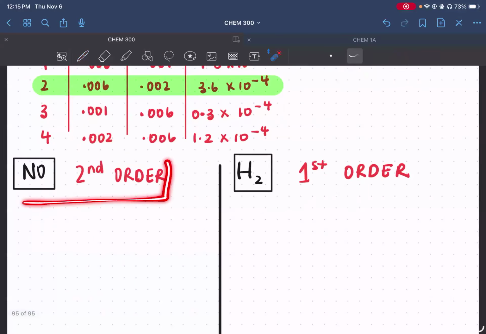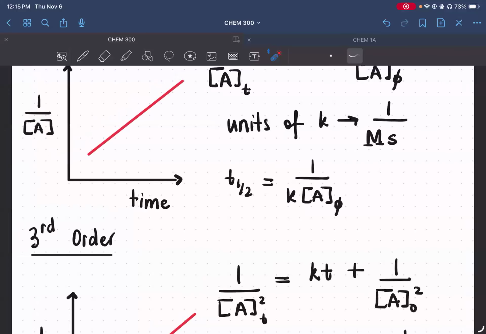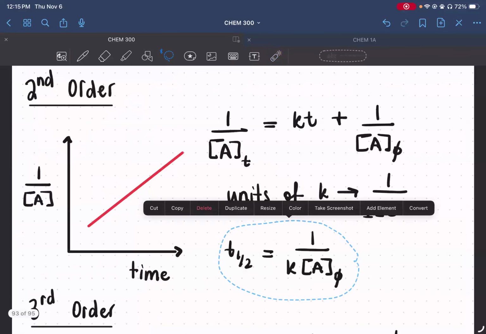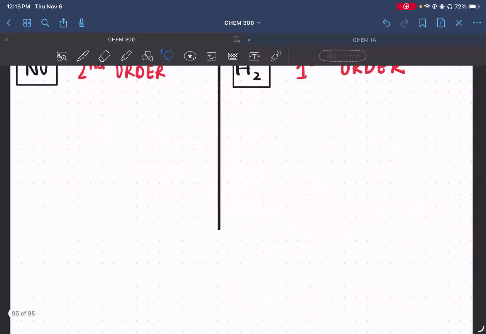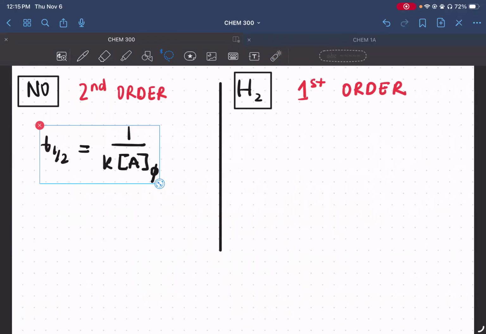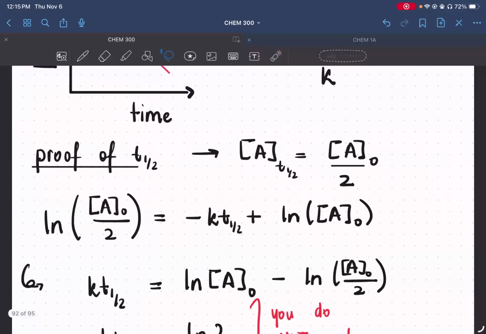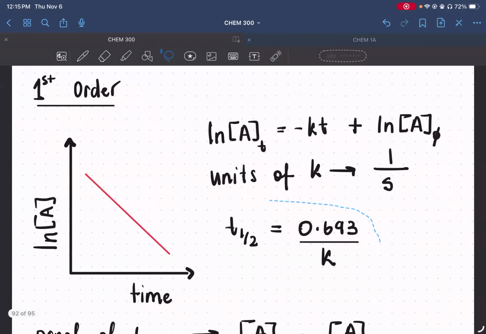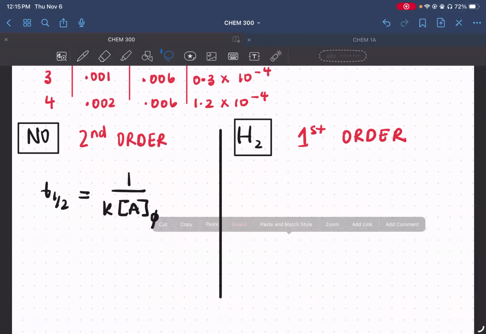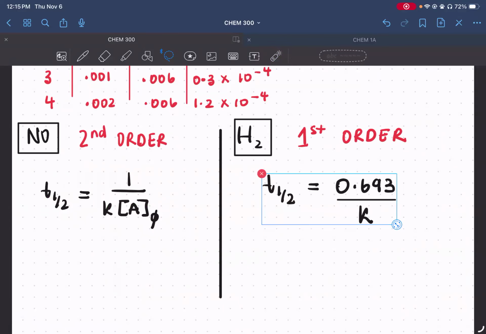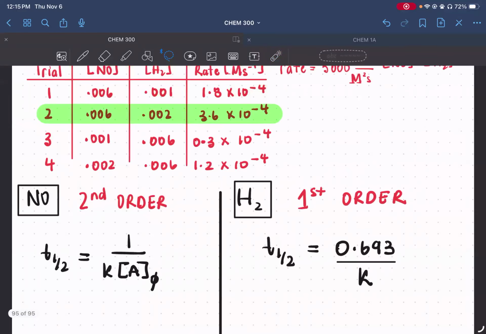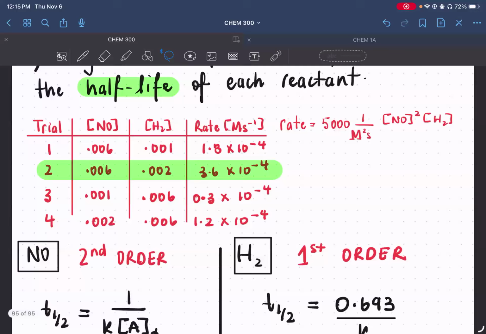So skim back a couple pages. Now we're looking for the half-life of a second order equation. We're just going to copy this over. For the half-life of a first order, again, just scroll back in your notes for it. Grab that equation. So now we know which equations to use for which reactant. How do we know which equations? Because we calculated the reaction order.